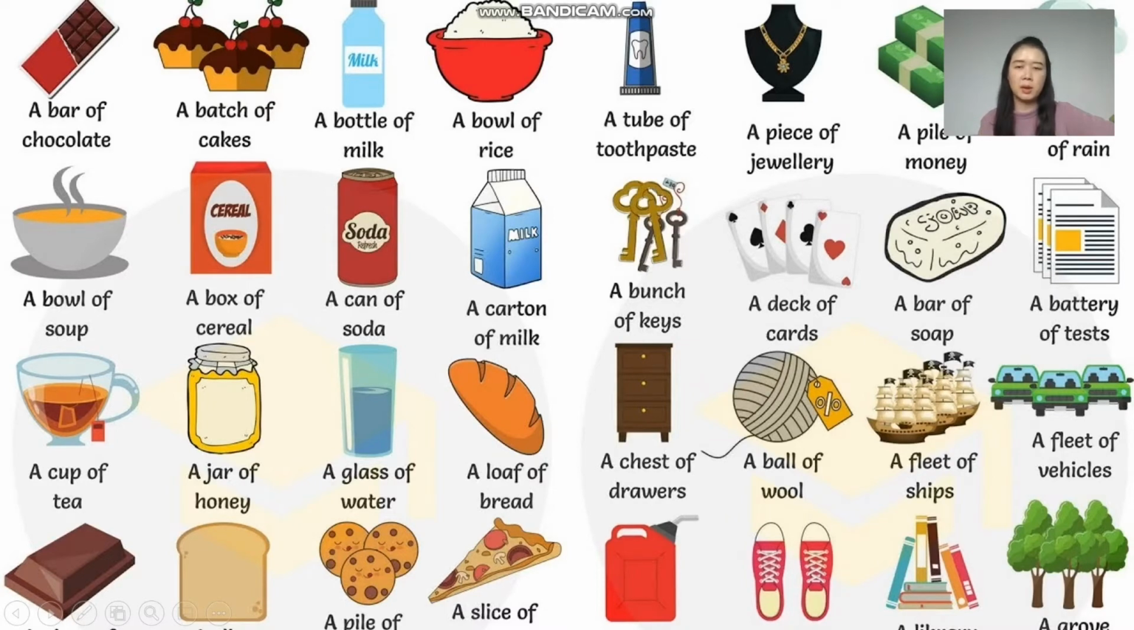In the middle here, we can have a carton of milk, a can of soda, a glass of water, a bar of soap, and a lot more. You can see that many mass nouns or uncountable nouns need some kind of counters.